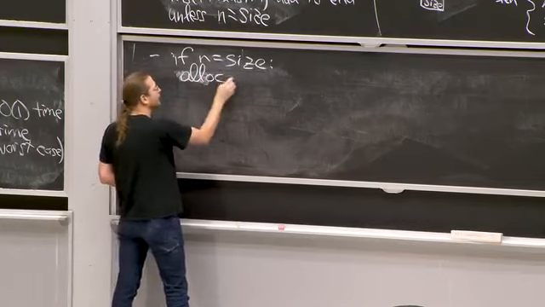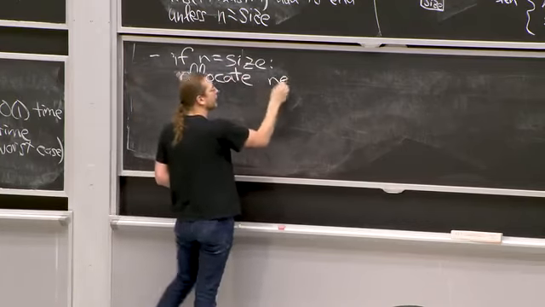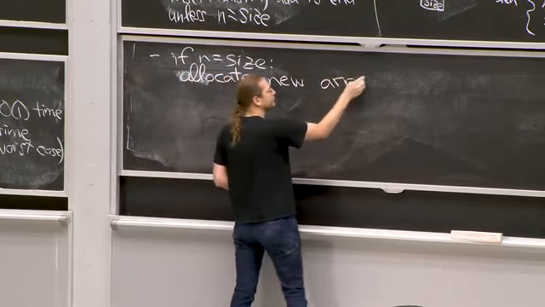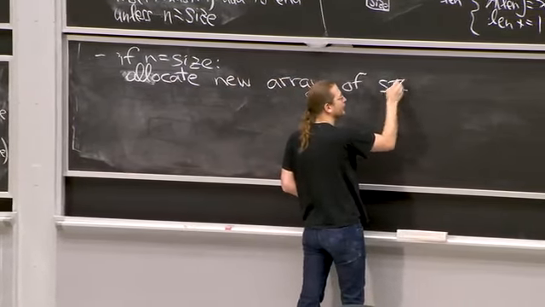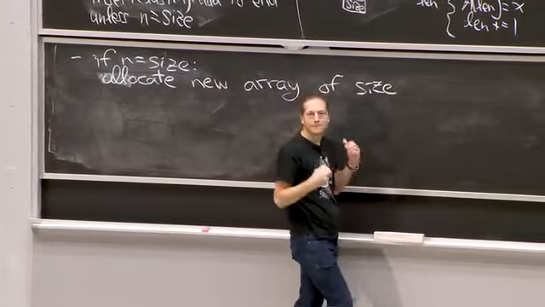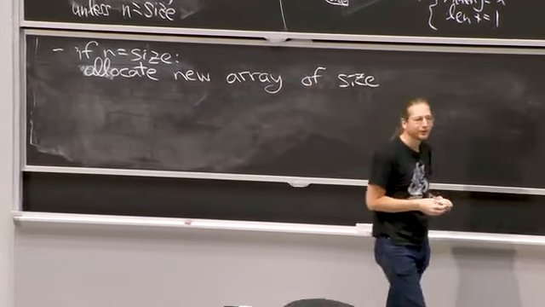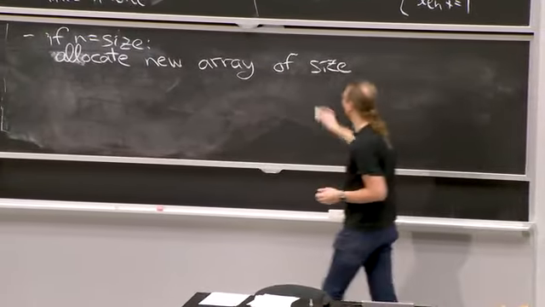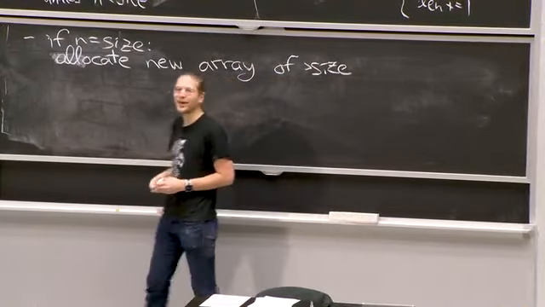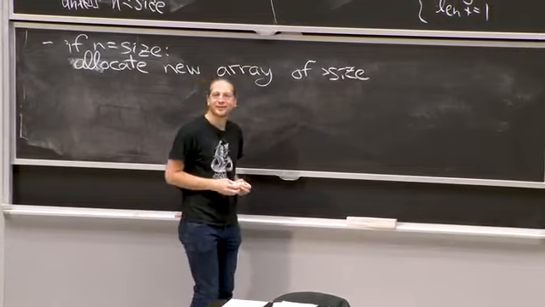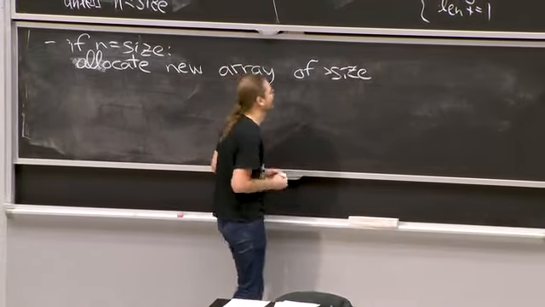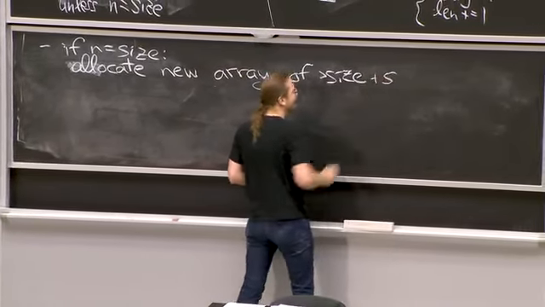But if n equals size, we're going to allocate a new array of size... Any suggestions? Bigger. I like it. Greater than size. How much bigger? Twice. Five things. Size plus 5? Come on, Jason.